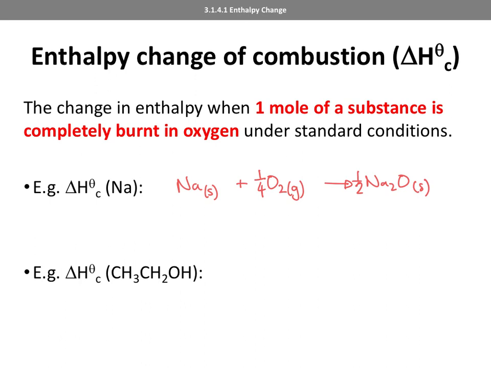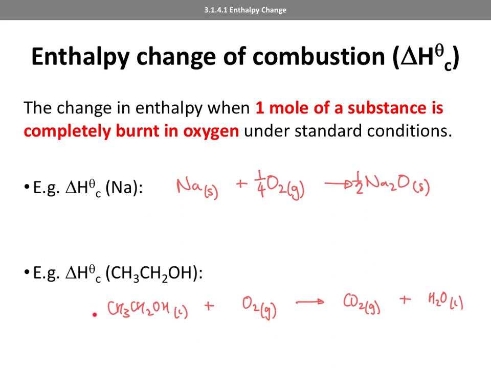So if we look now at ethanol, we are combusting ethanol, so that is going to be on the left hand side, and we know that ethanol is a liquid, and we know we are combusting it in oxygen. At the moment we're just writing the formulae, and if you combust an alcohol, you always get carbon dioxide, and that's a gas, and you always get water, and at room temperature and pressure that is a liquid. So now it's a question of balancing.